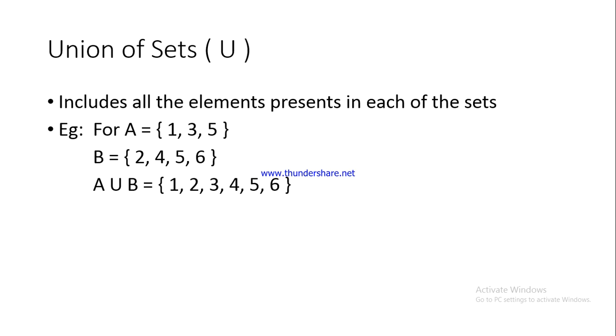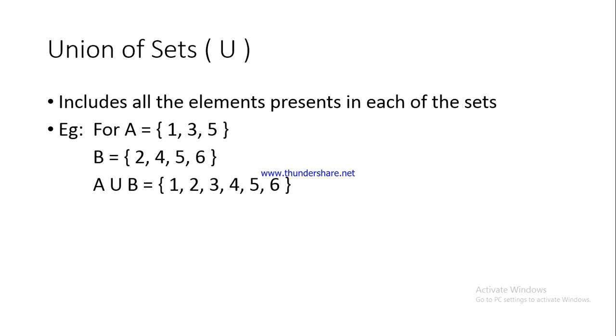So in A there were 1, 3 and 5, while in B there were 2, 4, 5, 6. So now A union B should have all the elements present in both A and B, and you look at the value here: 1, 2, 3, 4, 5, 6. This includes all the elements of A, i.e. 1, 3, 5, and it also includes all the elements of B, that is 2, 4, 5 and 6. Now this is the value of A union B.